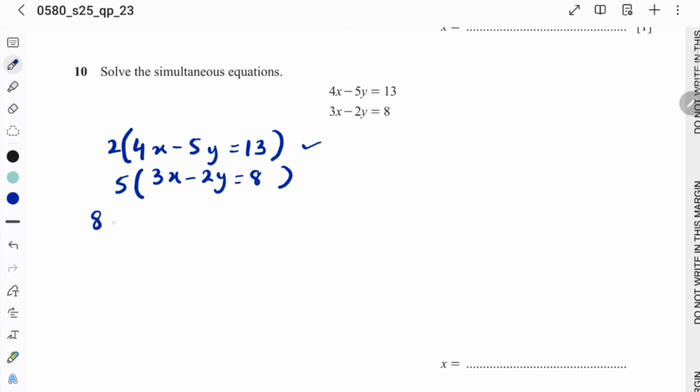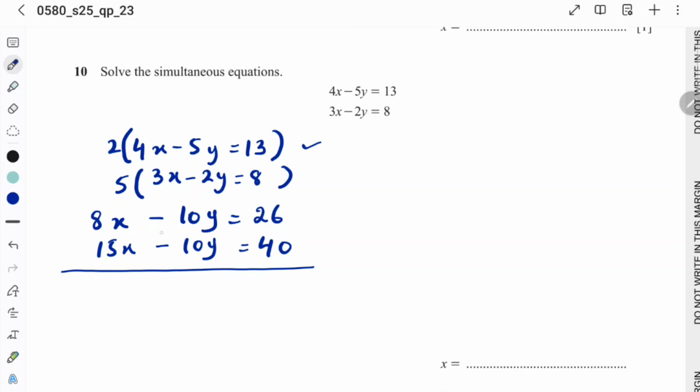I'm just doing this one. 8x minus 2 times 5 is 10y equals 2 times 13 is 26. You have to do this throughout the equation, left and right hand side both. 5 3s are 15x minus 5 2s are 10y equals 5 8s are 40.